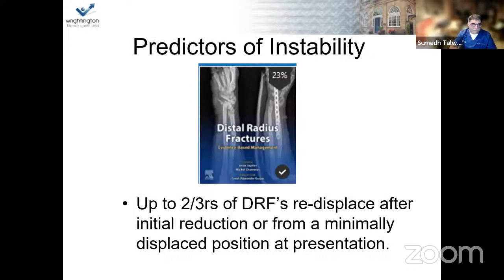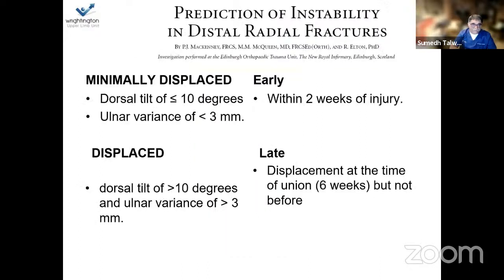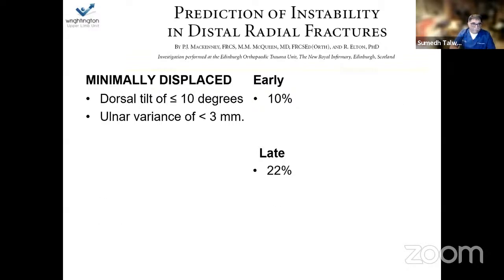So these are some of the sobering figures. This is a figure which has been picked up from Margaret McQueen's article and quoted in J.C. Jupiter's new book on distal radial fractures. And it's quite sobering, you know, when you learn that 2/3 of distal radial fractures can redisplace after an initial reduction or from a minimally displaced position at presentation. So let's look at this paper a little bit more closely. 4,000 distal radial fractures that were assessed prospectively. And they looked at minimally displaced fractures and displaced fractures using the 10 degrees and the 3 millimeter threshold and early and late displacements, depending upon whether it was at 2 weeks or at 6 weeks around the time of union. And they found that for minimally displaced fractures, there was a 10% chance of early displacement and a 22% chance of late displacement. So one in five occurring at 6 weeks if these were treated conservatively.